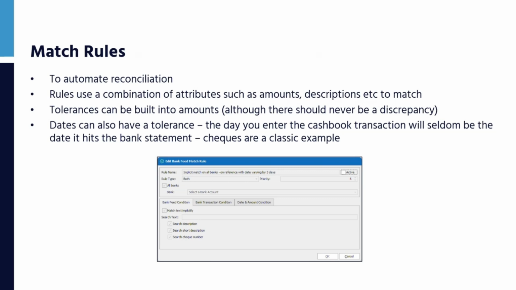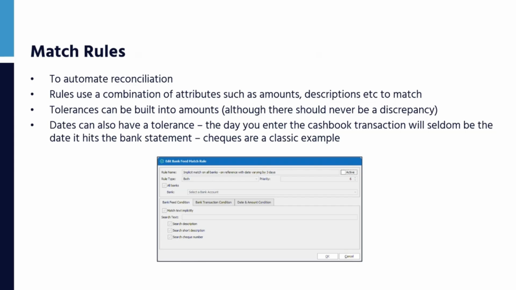As I said, these are to automate the reconciliation process, and there's a combination of elements that you can put into the rules. There's a whole heap of match rules that ship with the software. I think there's 8 or 10 of them, and you can sequence them as you see fit. And you can put tolerances into the amounts. We wouldn't recommend it unless it was absolutely necessary.